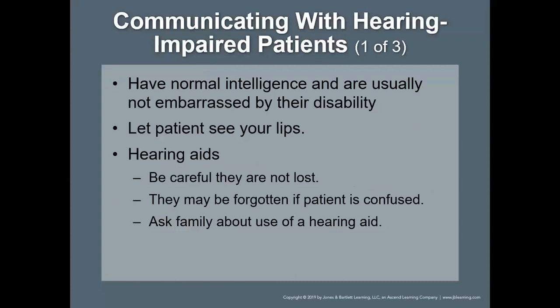Communicating with hearing impaired patients. They have normal intelligence and are usually not embarrassed by their disability. Let the patient see your lips. For the ones that have hearing aids, be careful. They are not lost. They may be forgotten if the patient is confused. Ask family about the use of a hearing aid.